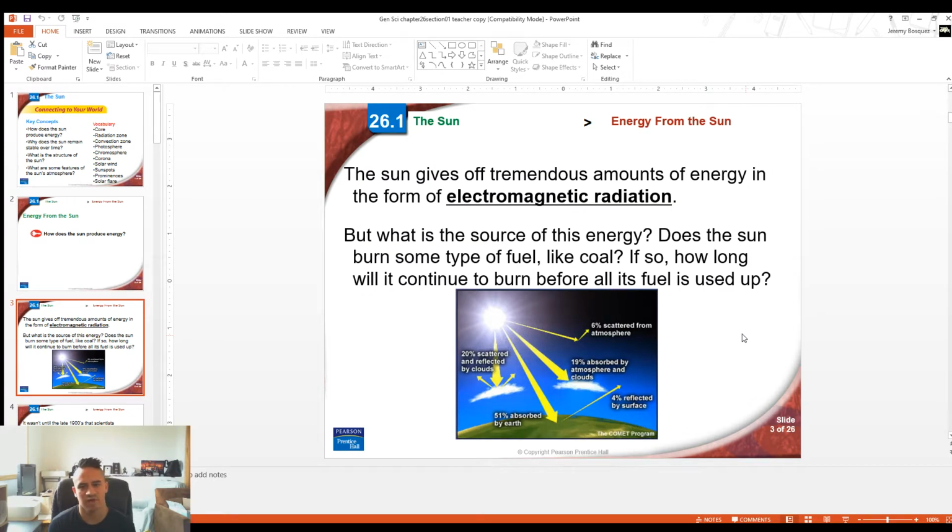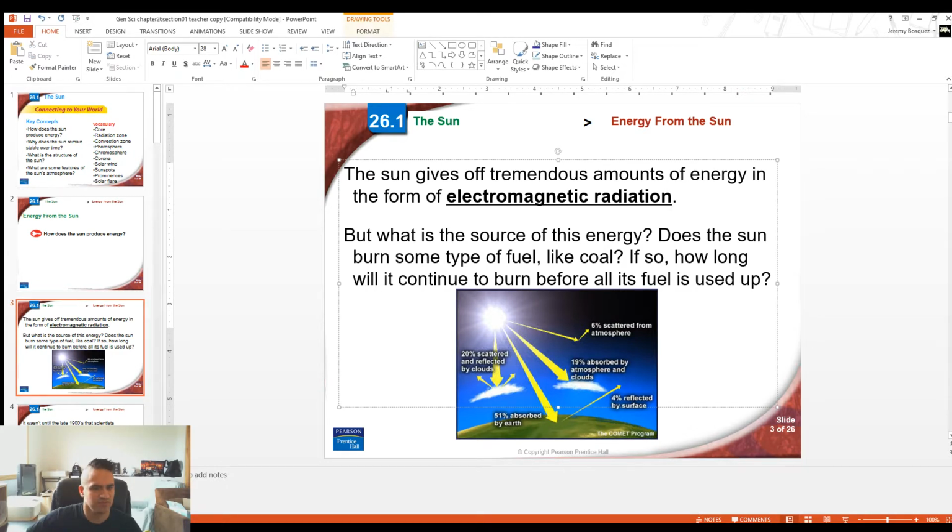Let's first talk about how the sun gives off energy, and then we'll answer the question of how it produces energy. When the sun gives off energy, it gives it off in the form of electromagnetic radiation. This is just a fancy way of saying light, okay? Light is radiation, the same kind of radiation that can make you sick or give you cancer or that's harmful for you. That's what light is.